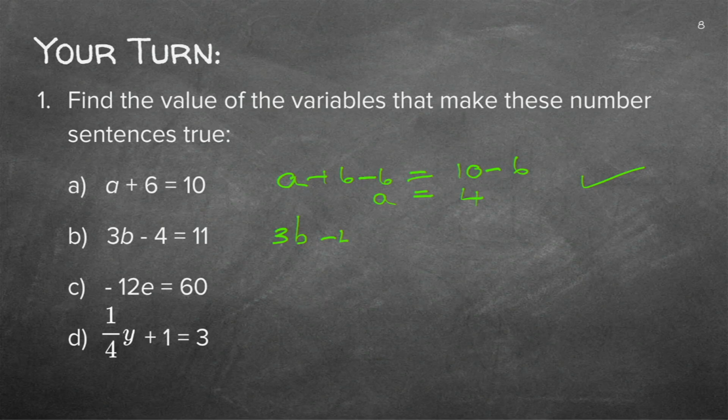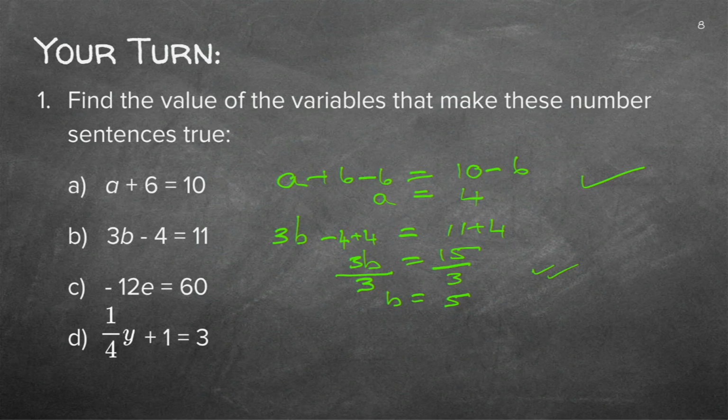3b minus 4 equals 11. So we are going to say 3b minus 4 plus 4, so we're going to say plus 4. So 3b equals 15. To get b on its own, we're going to divide by 3, divide by 3. So b equals 5. I hope you got that one right.